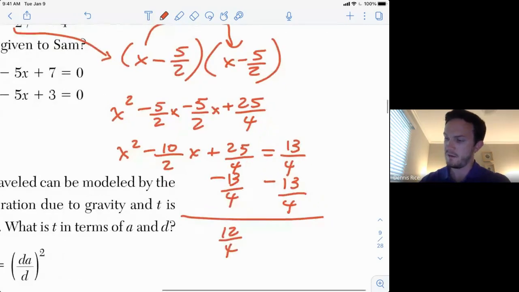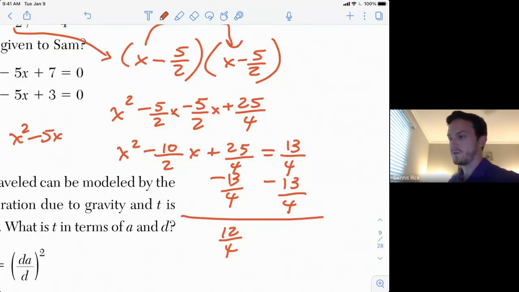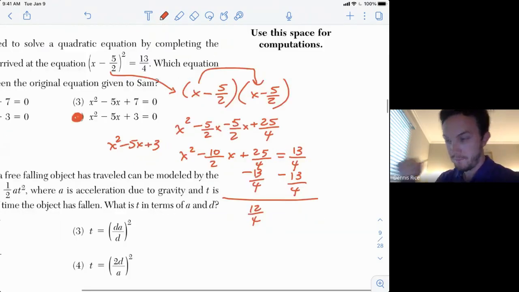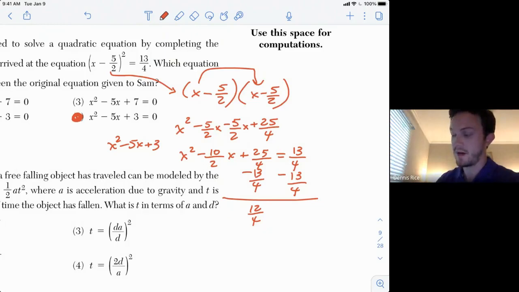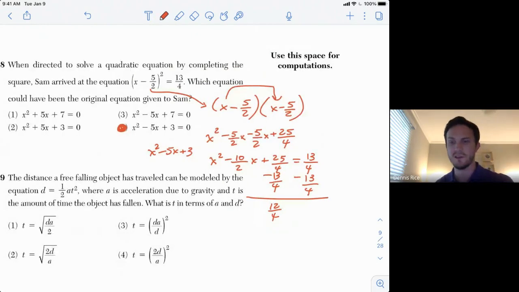Again, 10 over 2x becomes just 5x. When you combine 25/4 and negative 13/4, you get 12/4, or just 3. So basically a box method question. I think you guys had this one on a test.